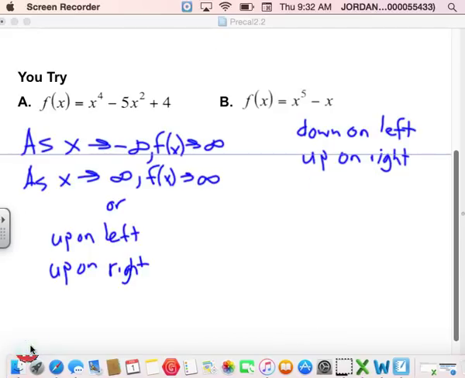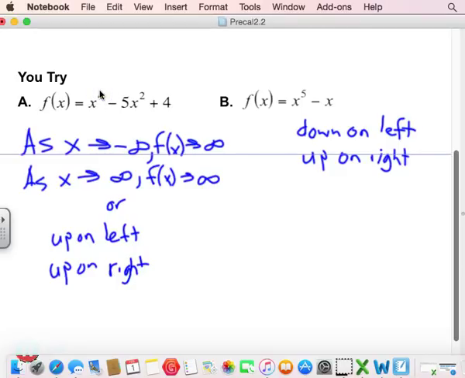Okay, so for A, we got an even degree. Right, the degree is 4. So because we have an even degree, we know that the end behaviors are going to go the same direction. And it's positive 1 out here. So positive means they're both going to go up. So up on the left and up on the right. All right, right here we've got odd, which means they're going to go different directions. Since it's positive, it'll be like a positive slope. So that means it's going to go down on the left and up on the right to be a positive slope. All right, let's move on.